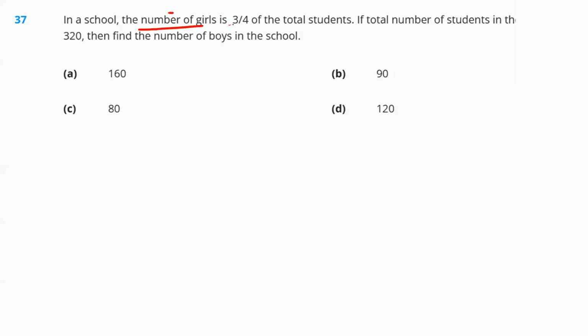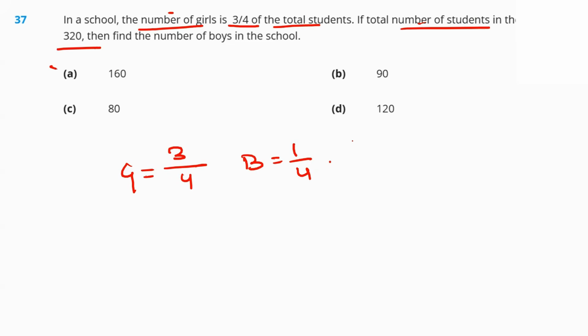In a school, the number of girls is 3/4 of the total number. 3/4 is girls. So what's left for the boys? 1/4 of the total strength. That means 320 is boys. So how many boys in the school? 4 times 320 is 1280. 80 is the answer.